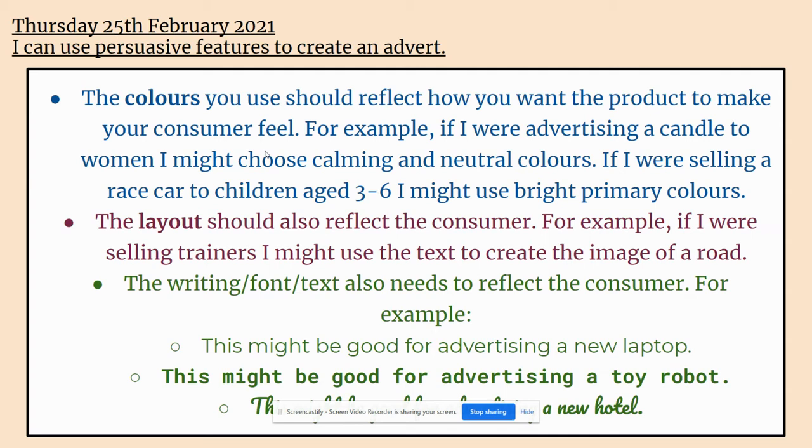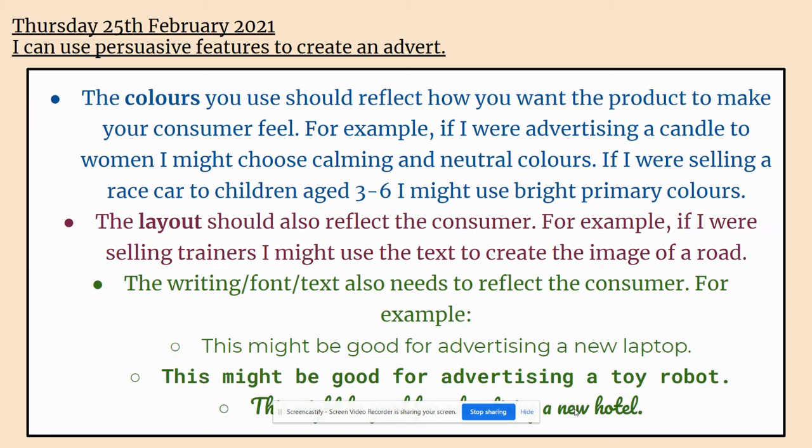For example, if I was selling trainers, I might use the text, the writing, to create the image of a road. The writing font or the text also needs to reflect the consumer. So for example, this type of writing style might be good if I were advertising a new laptop. This writing style, this font that I've used here, might be good for advertising a toy robot. This writing style at the bottom might be good if I were advertising a new hotel. So you need to think about that as well.